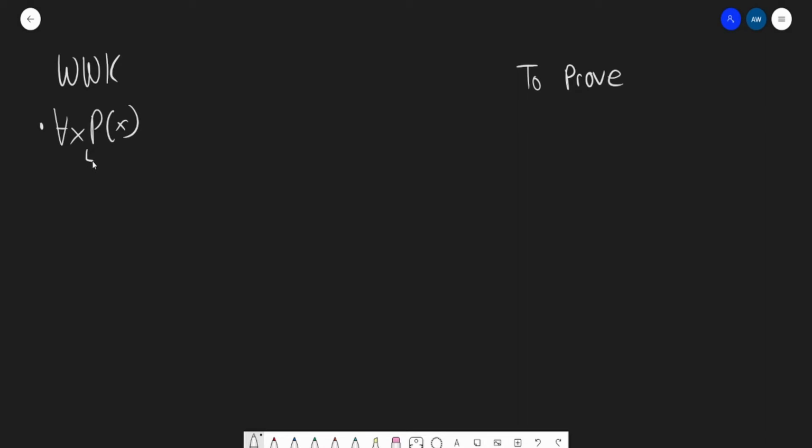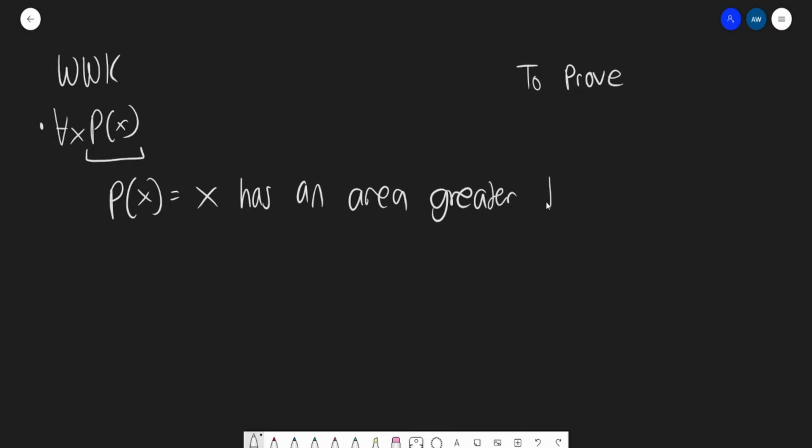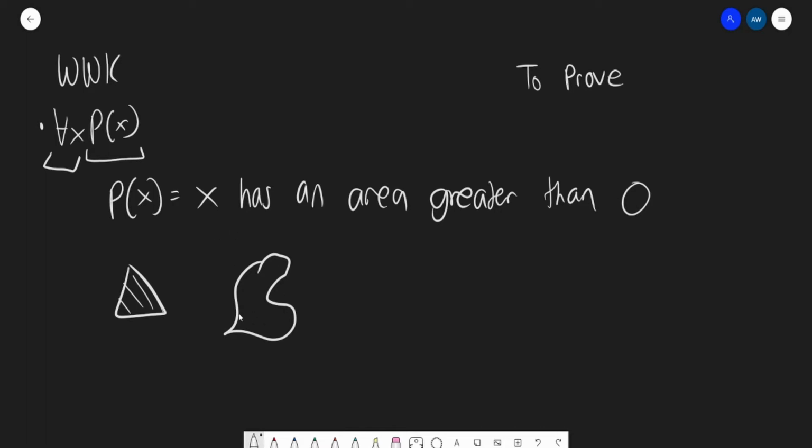So for example, if this proposition means x has an area greater than 0, then you automatically know that the universe of discourse for x should be shapes, right? You can't put a number here, a number can't have an area, so you're supposed to put shapes. Like for example, this triangle here has an area greater than 0, sure it has. This weird thing here, that's also a shape, it also has area greater than 0. So your brain automatically knows that we're dealing with shapes and not numbers or vectors or any other mathematical object.